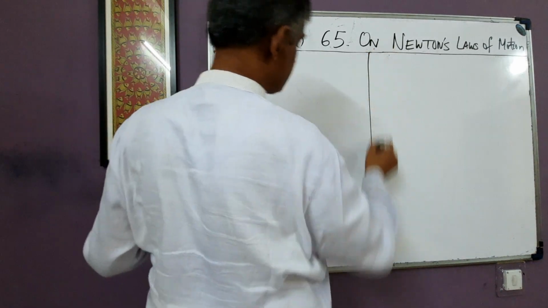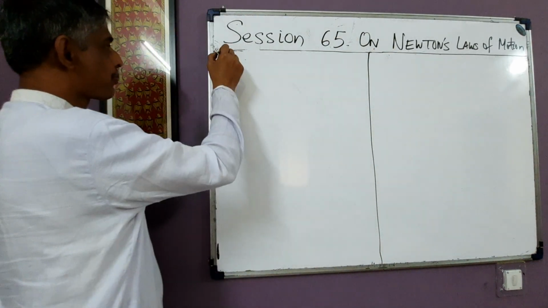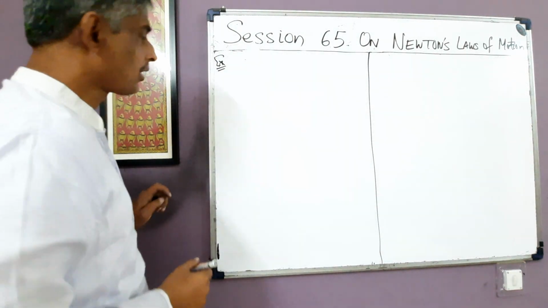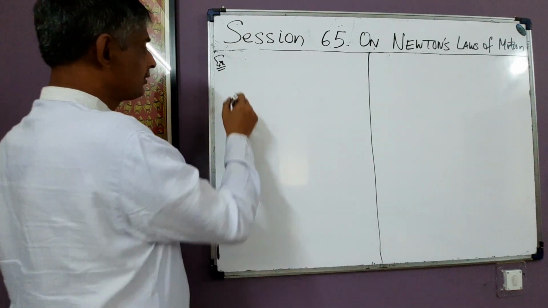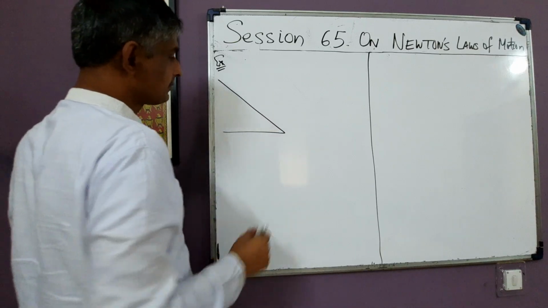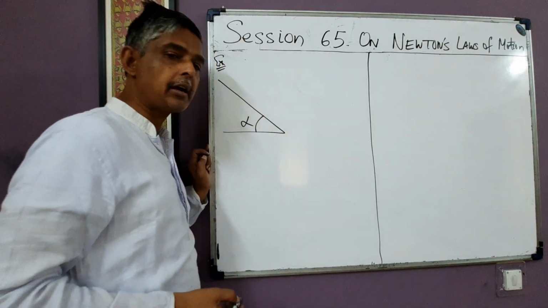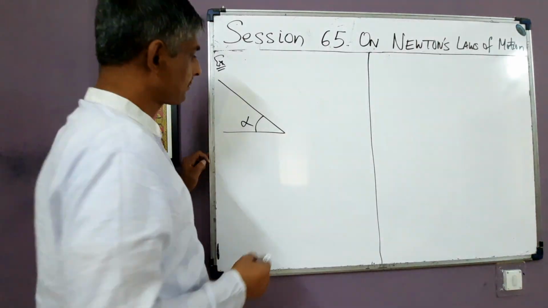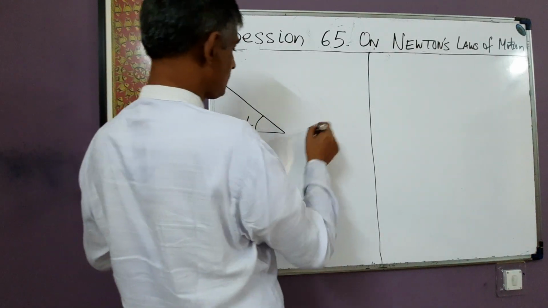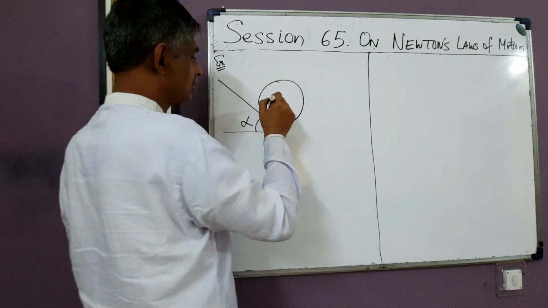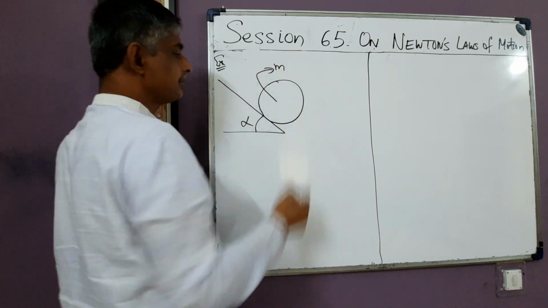Now I take up another example. The second example is this. There are two fixed inclined planes. Two fixed smooth inclined planes, each of which makes an angle of alpha with the horizontal as shown. Here there is a cylinder, a uniform solid cylinder of mass m.